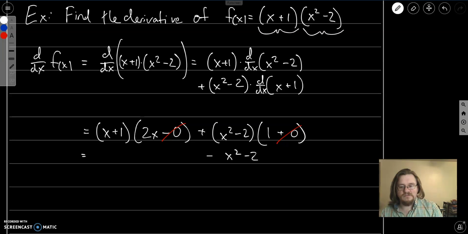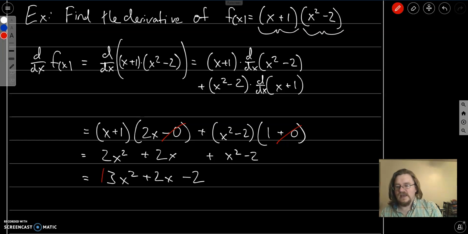That doesn't do anything. This first guy, after I cancel out the 0, I've got x plus 1 times 2x, so I'll distribute. X times 2x, that's 2 times x squared. 2x times 1, that's just 2x. And when I consolidate everything, I'll have 2x squared plus the 2x, so that's 3x squared, plus the 2x minus 2. And that is as simple as we can make it.